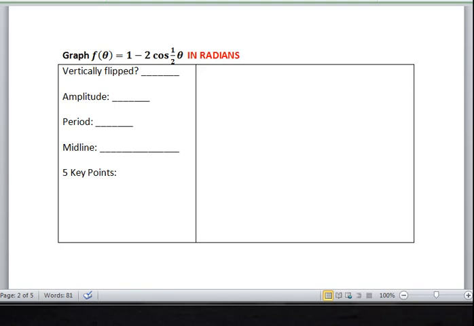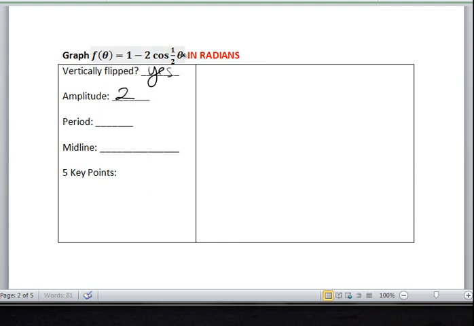Okay, let's take a look at another example here. f of x, or f of theta, equals 1 minus 2 cosine 1/2 theta, and we're in radians. Let's go through what we know. Is this thing vertically flipped? Yes, it is. With my amplitude, it's 2.